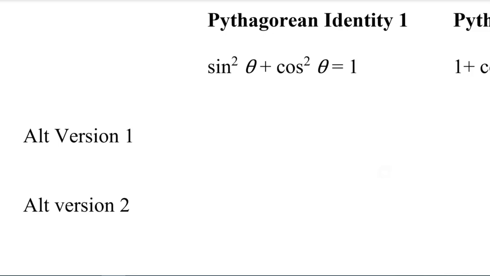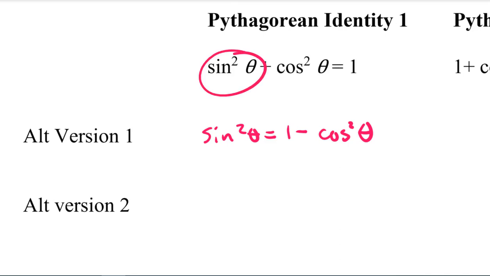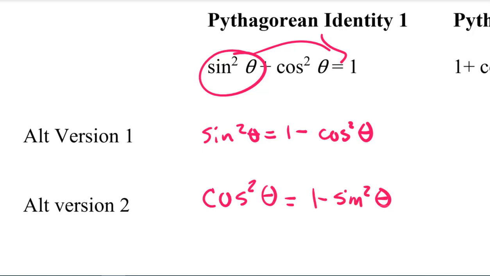So if we were to solve for sine squared, I would have sine squared theta equals 1 minus cosine squared theta. Because what we really did was take cosine squared and move it to the other side. We're left with just sine squared on the left and 1 minus cosine squared on the right. However, if we wanted to solve for cosine squared, then sine squared has got to go to the other side. So this other version would be cosine squared of theta equals 1 minus sine squared theta. Generally speaking, when we do our substitutions, we're going to use one of those alternate versions to help us solve our trig equations.